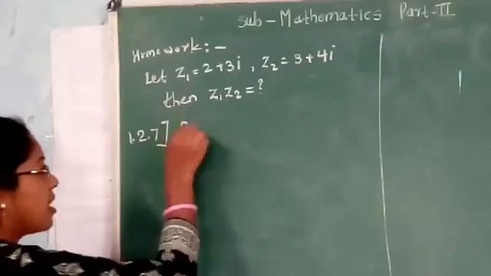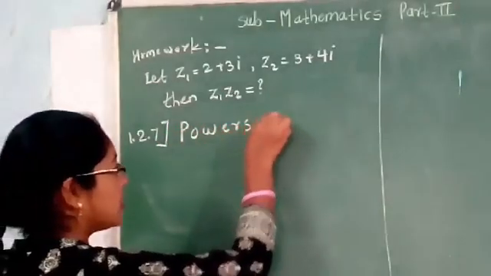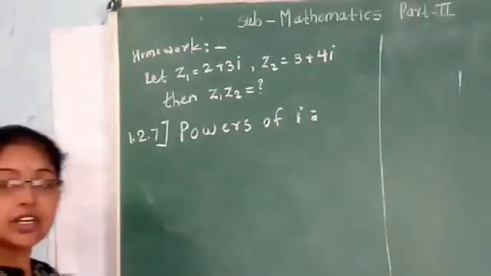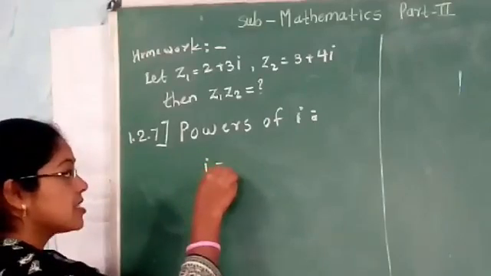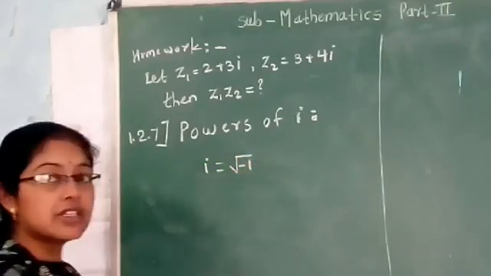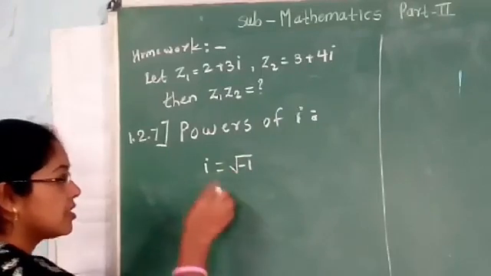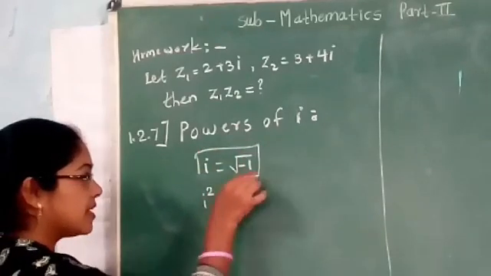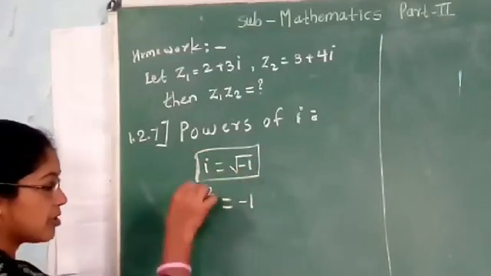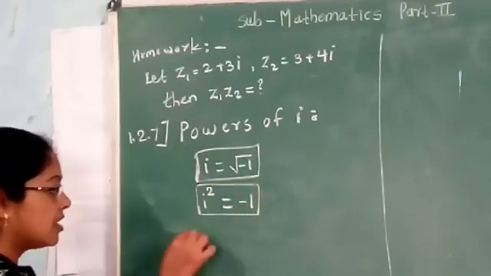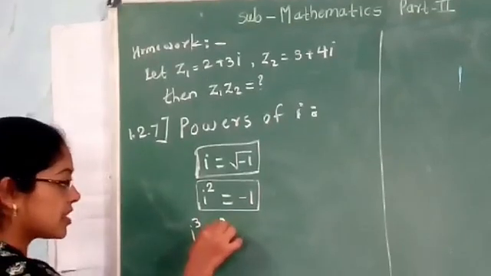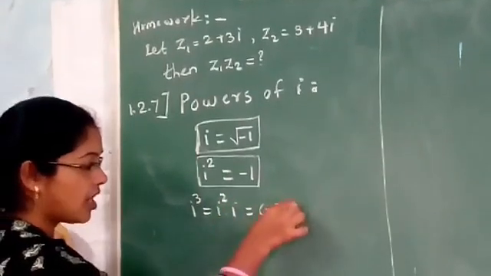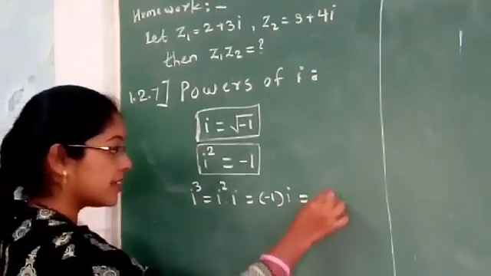1.2.7 Powers of i. We know that the value of i is under root of minus 1. If we square it, the square root cancels, so i square is minus 1. We need to remember this: i is equal to under root of minus 1, i square is equal to minus 1. Then i cube is i square into i. i square is minus 1, and this is i, so minus 1 into i is minus i.